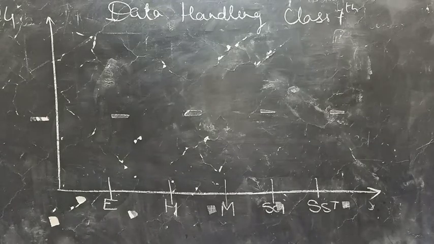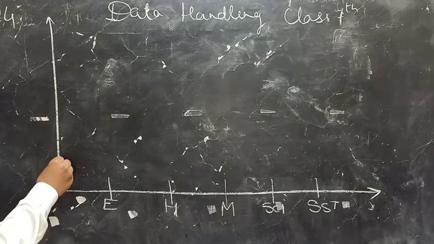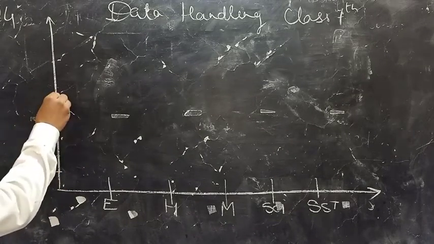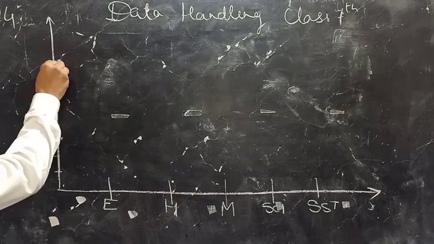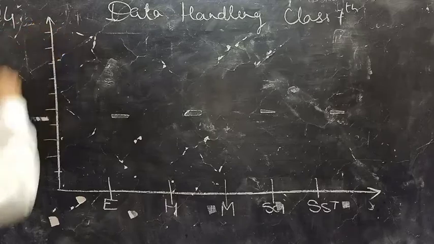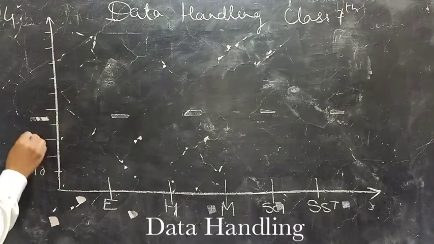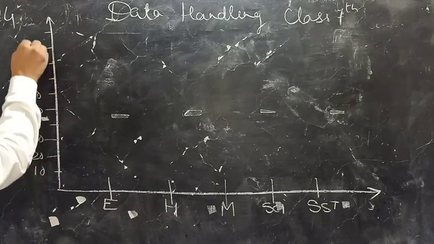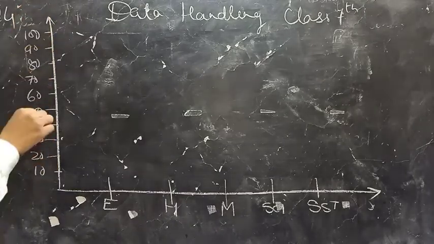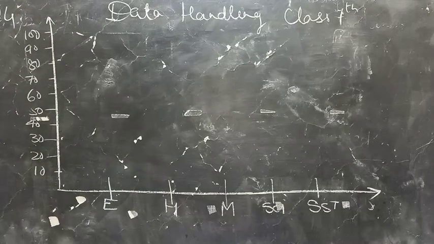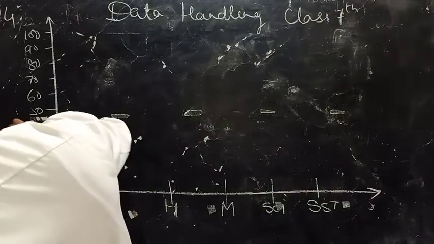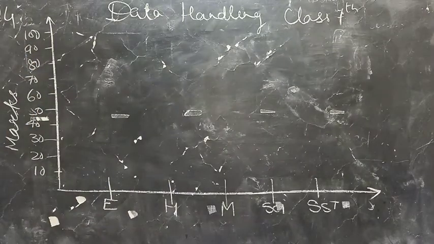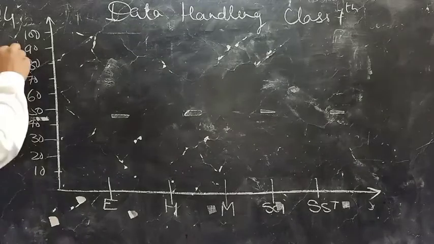Okay, let's say this is 10, this is 20, 30, 40, 50, 60, 70, 80, 90 and 100. So on the y-axis I have represented the marks. Okay, so these are the marks in the first term and the second term. So in general I have written marks on the y-axis.